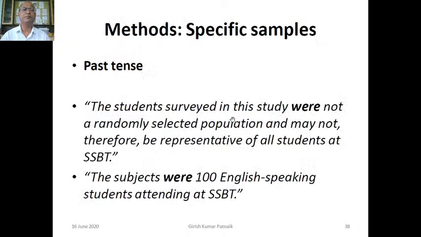If you're talking about any specific samples, that already I said, so you will be using the past tense. Now you can see the example. The students surveyed in this survey were not a randomly selected population. So I'm talking about the sample that I'm using. Right, and this is like an updated material. Fine. So as already I said, for updated materials you need to have a past tense. So similarly for the specific sample also you need to have a past tense.